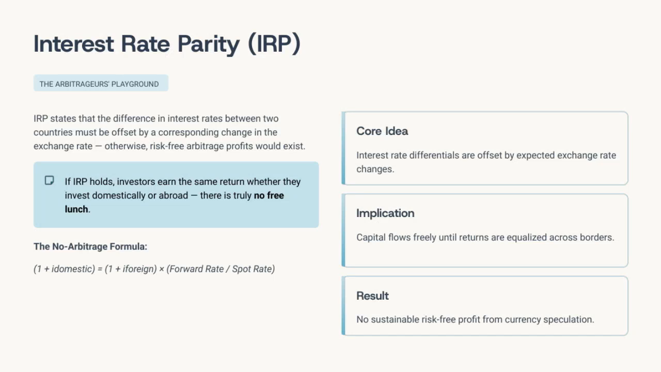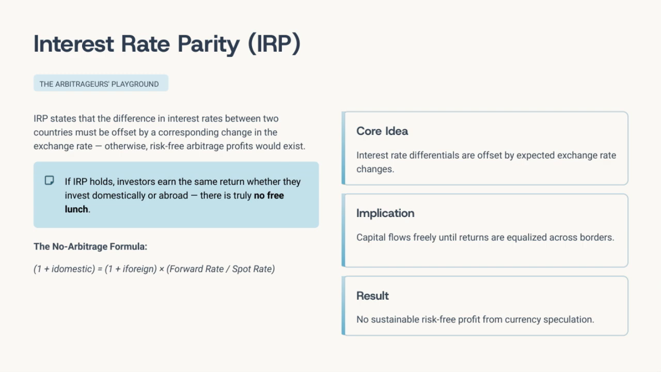There is no sustainable risk-free profit from currency speculation. This means that, in the long run, you can't consistently make risk-free gains simply by betting on currency movements. The result of this is that capital flows freely across borders until returns are equalized. In other words, money moves where it can earn the same return, regardless of location. This leads to an important implication. Interest rate differentials between countries are offset by expected changes in exchange rates.